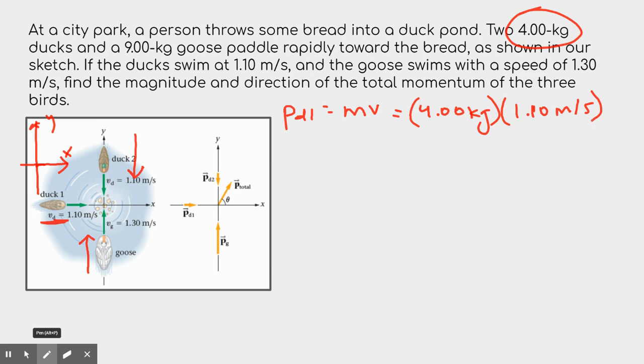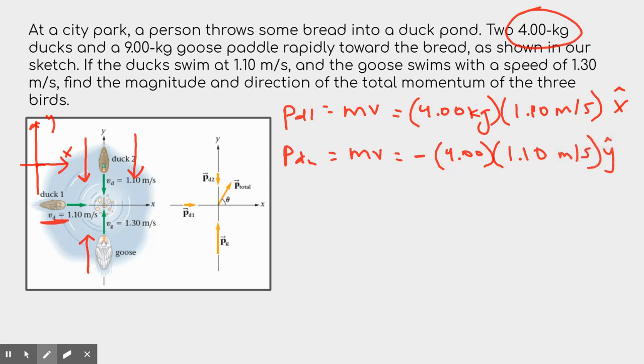Let's do the same thing for the second duck. So the second one, okay, it's mv. For duck 2, we see that it only has movement in the y direction, and it's moving down, so this actually has movement in the negative y direction. And I'll indicate that over here. This is only the x direction, and this one is only the y direction. Again, since it is moving in the negative y direction, we have to put a negative out here. It's 4 kilograms, and its speed is also 1.10 meters per second. That's only in the y direction.